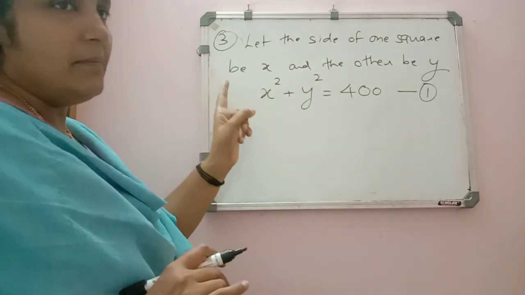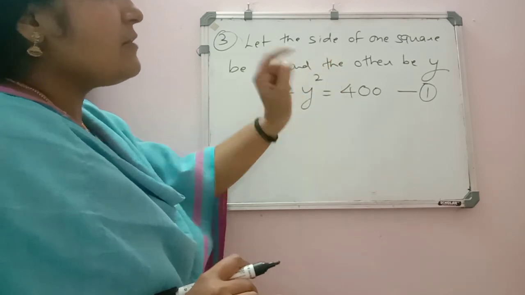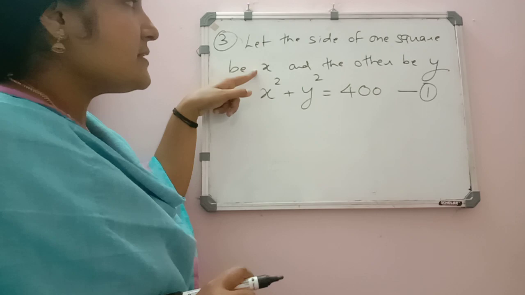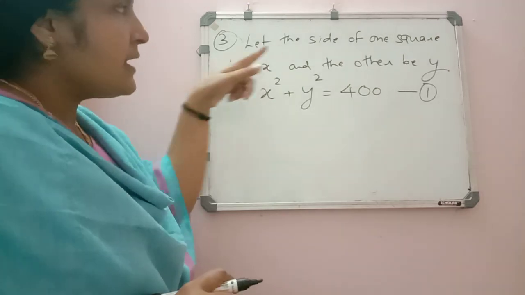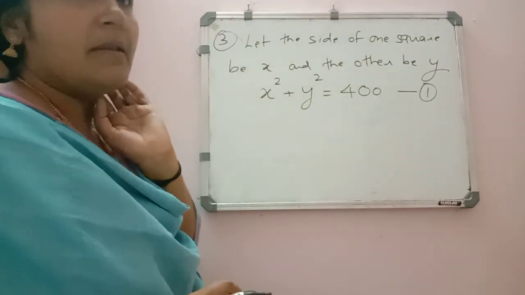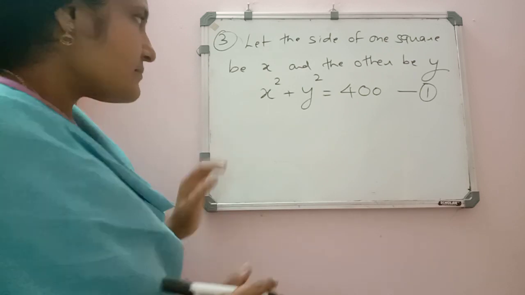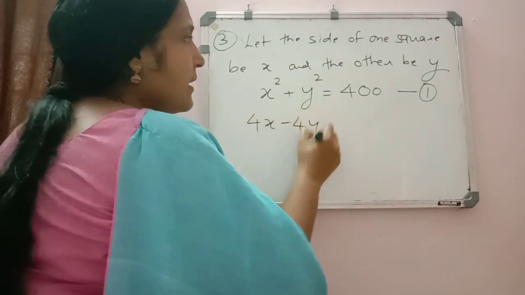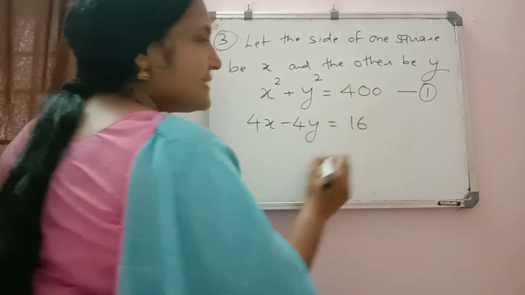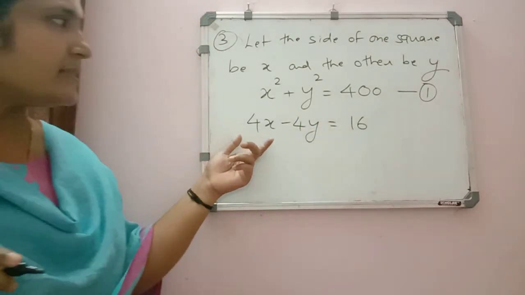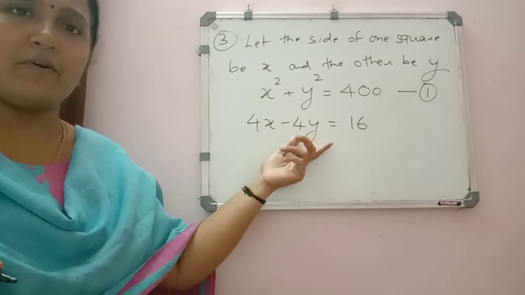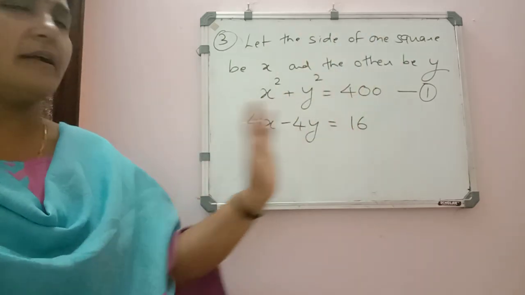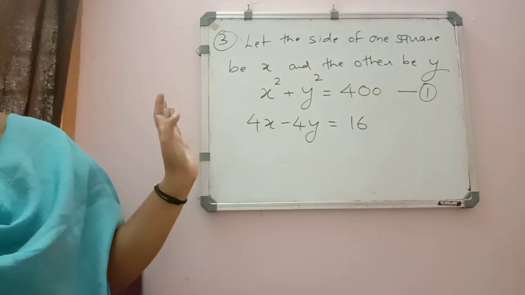Difference of their perimeter. As we know, perimeter of a square is 4 into side. So perimeter of the first square will be equal to 4x and perimeter of the second square will be equal to 4y. So the difference of their perimeter, 4x minus 4y, is equal to 16. It is not necessary that you write only 4x minus 4y. If you want, you can write 4y minus 4x is equal to 16. Both will be correct.